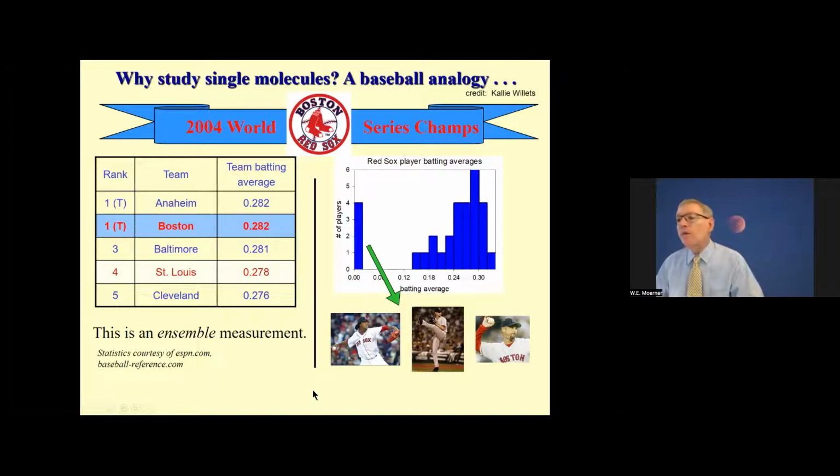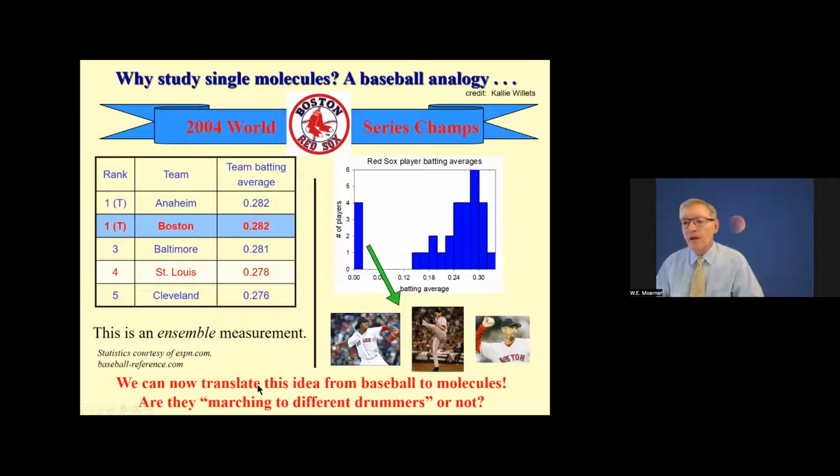So that's one of the main reasons for going to the single molecule level. We can translate this idea from baseball to molecules and ask, are the molecules, so to speak, marching to different drummers or not? Are they all the same, or is there heterogeneity in the distribution? And quite often there is heterogeneity.